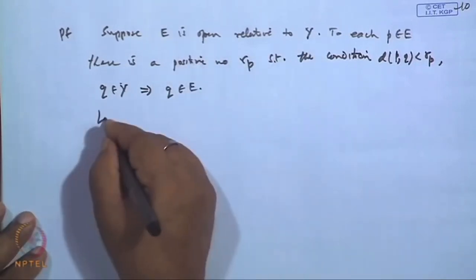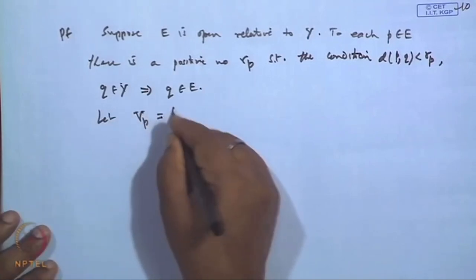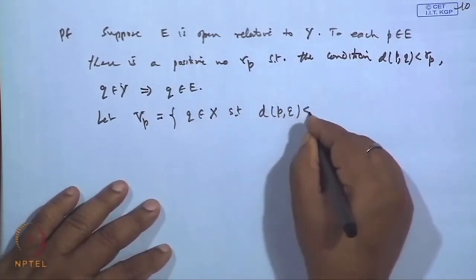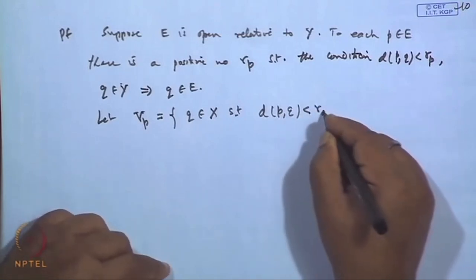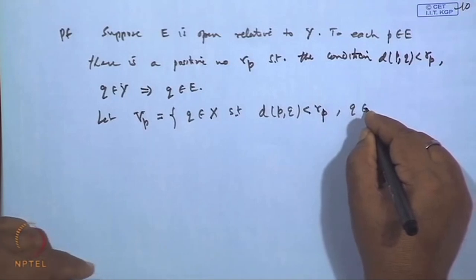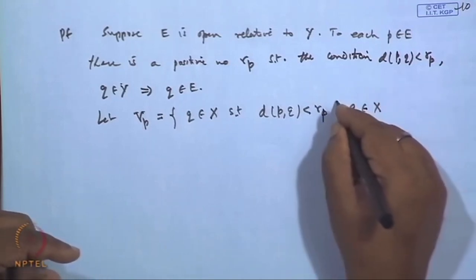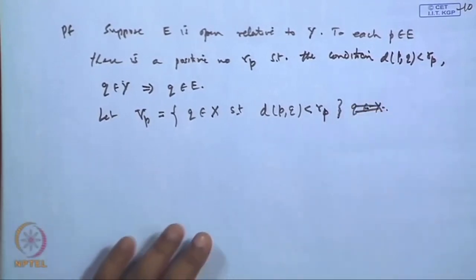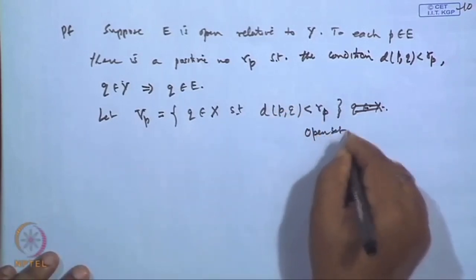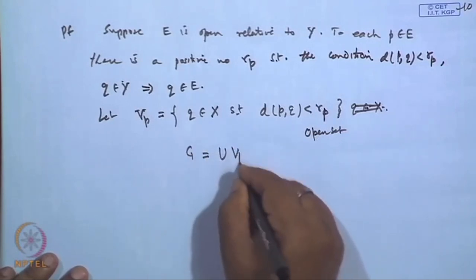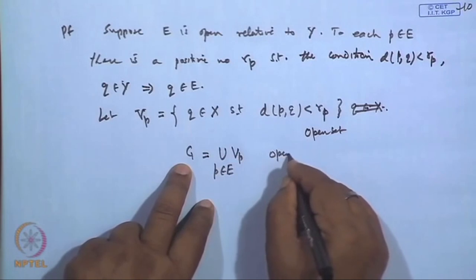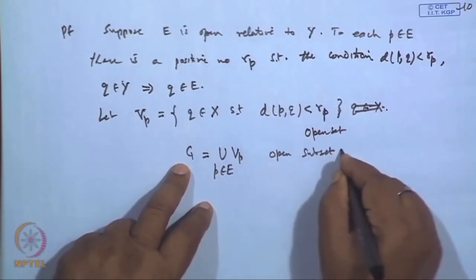Now, let us consider B_P as the collection of all such Q belonging to X such that the distance from P to Q is less than R_P. Obviously, this is a neighborhood, and once it is a neighborhood, it is an open set. And G, if I take the union of all these B_P where P belongs to set E, then this collection of open sets will also be open. So G is an open subset of X.